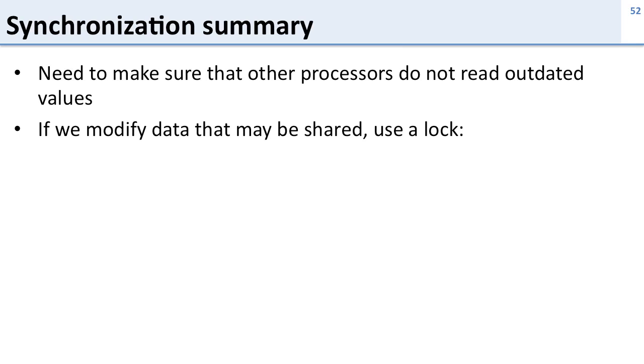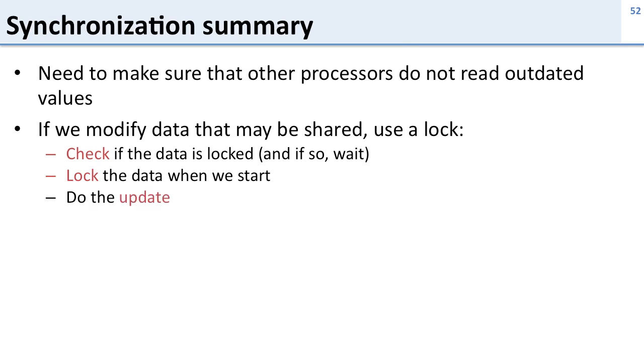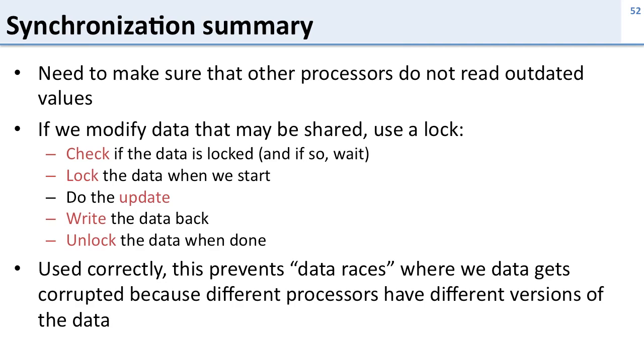So to summarize synchronization, we need to make sure that when we have multiple processors running, the processors don't use outdated data. If we modify data on one processor that's going to be shared, we need to use a lock. We need to first check and see if the data is locked, and if so, wait for it to be unlocked. Then we lock the data when we start, we do our update, and write the data back. Once we've done that, we unlock the data so that other processors can access it. If we use this correctly, it prevents what are known as data races. Data races are where data gets corrupted because different processors have different versions of the data.